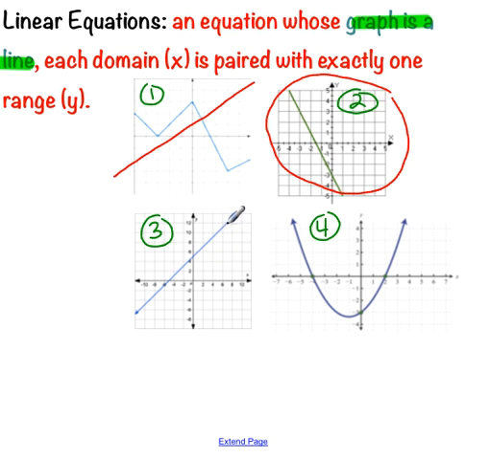Example 3, it is a straight line. That means it's a linear equation. Example 4, it curves. That is not a linear equation. Moving on.